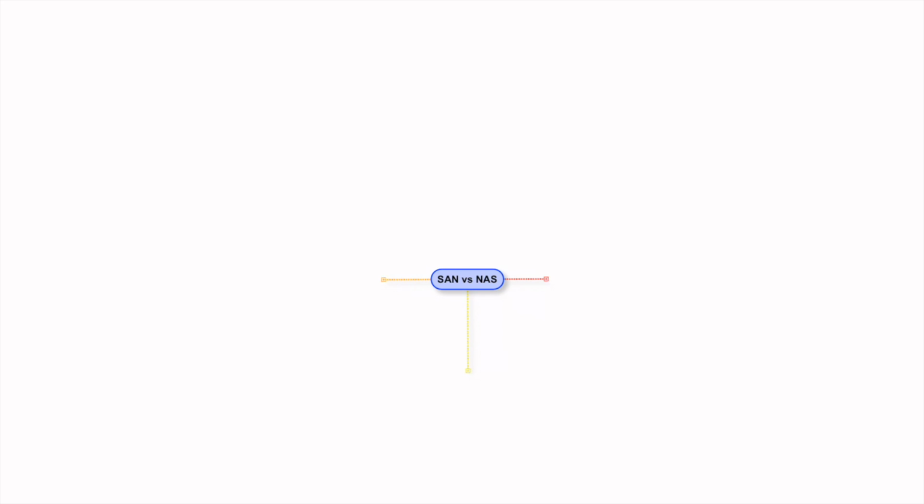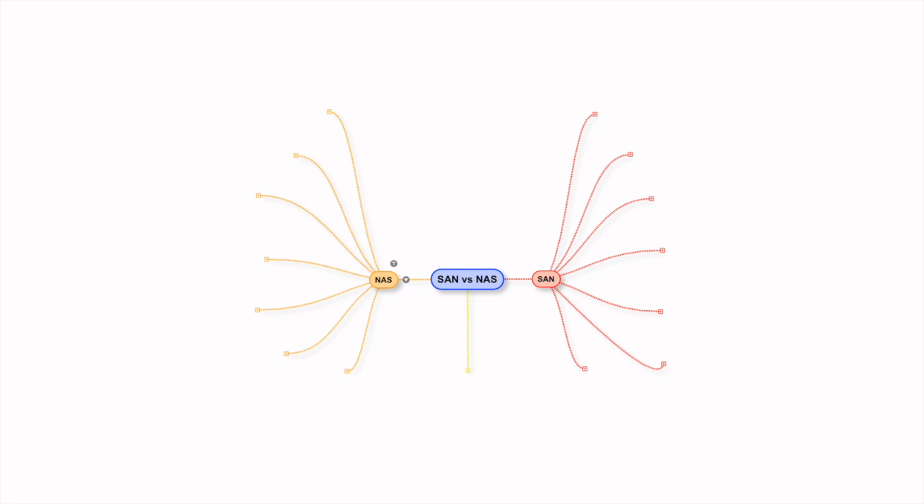I have a mind map in front of me and I've chalked out the different attributes of SAN and NAS to explain it better. So this side you have the SAN attributes and this side we have the NAS attributes.